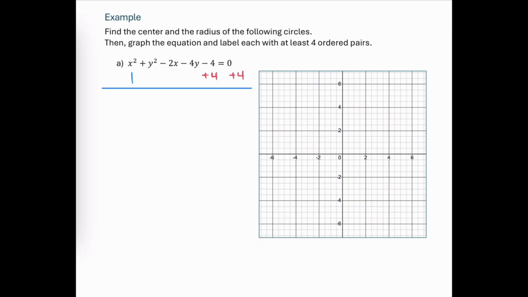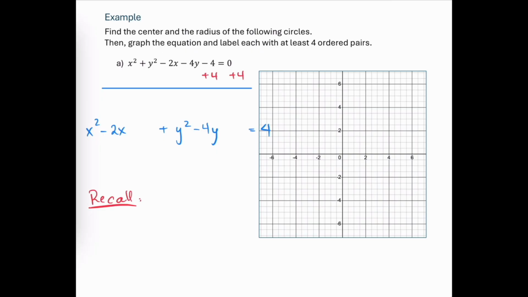Then we're going to get our x terms together, so we'll have x² − 2x, and then we're going to leave a little space here for the quantity that will complete the square for our x terms. Then we'll add to that the y terms, so we'll say y² − 4y. Again, we want to leave a little space here for the quantity that's going to complete the square for the y terms, and then what we're equal to is the 4 that remains on the right-hand side.